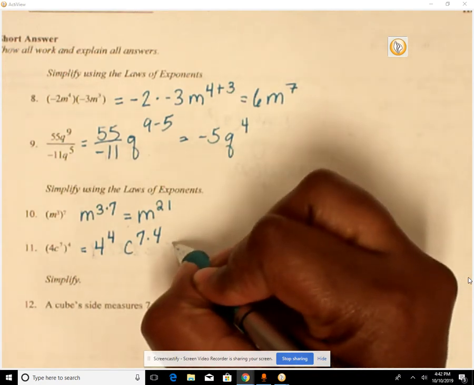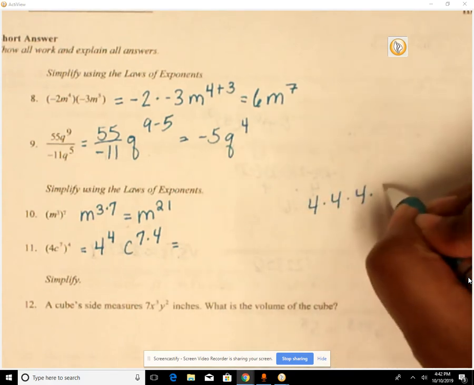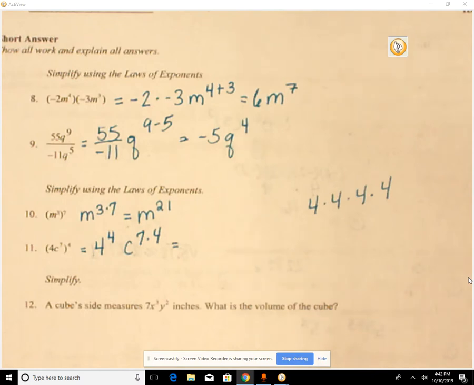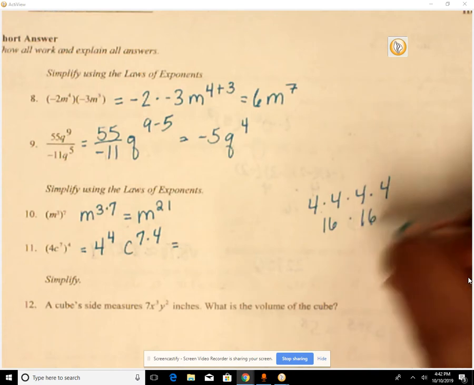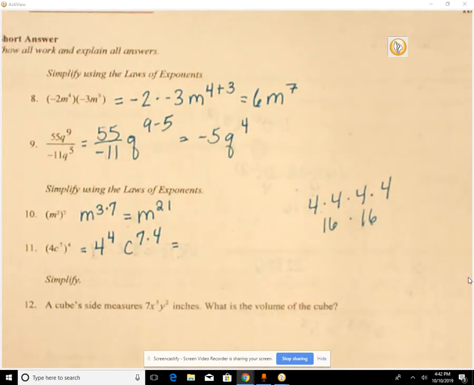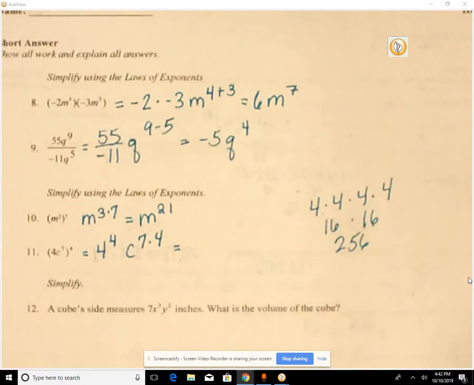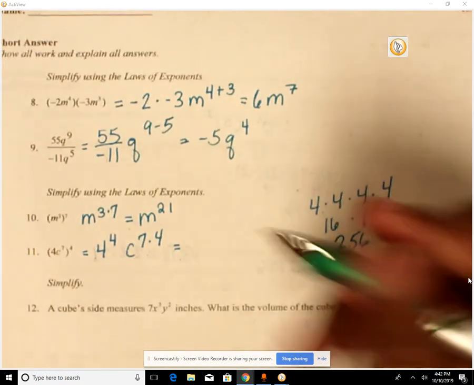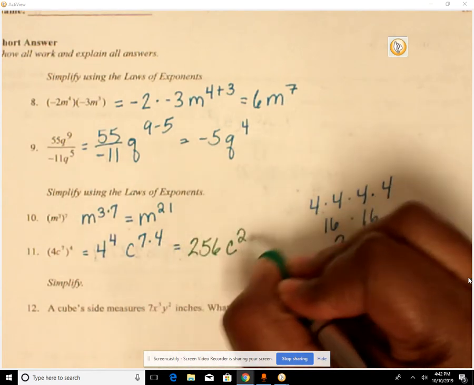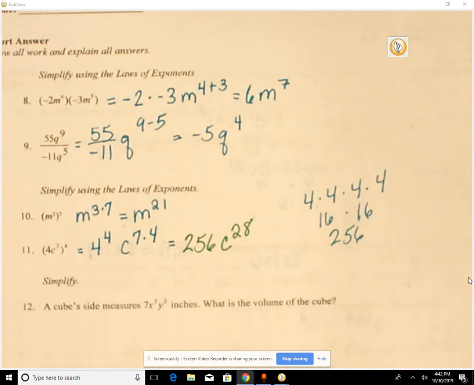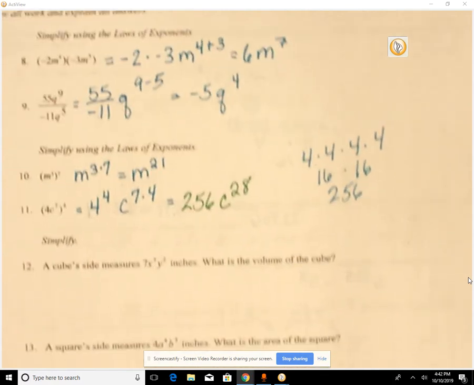So here, we're going to do 4 to the 4th power over in the corner. 4 times 4 times 4 times 4. 4 times 4 is 16. Now it's 16 times 16. When I go to my calculator, I get 256. So this is 256. C, 7 times 4 is 28. So 256C to the 28th power.